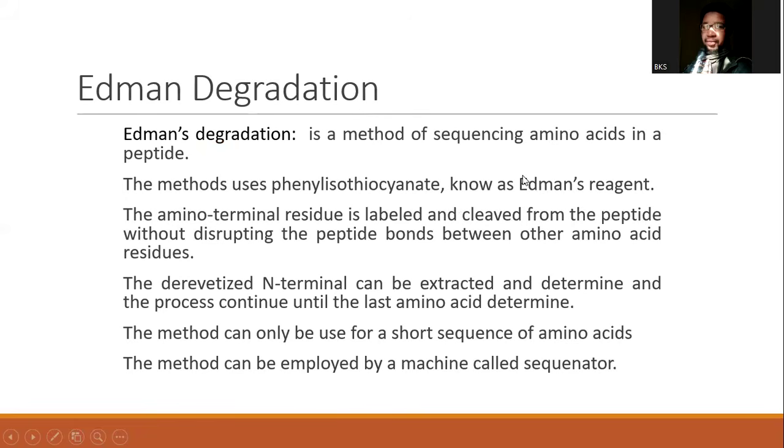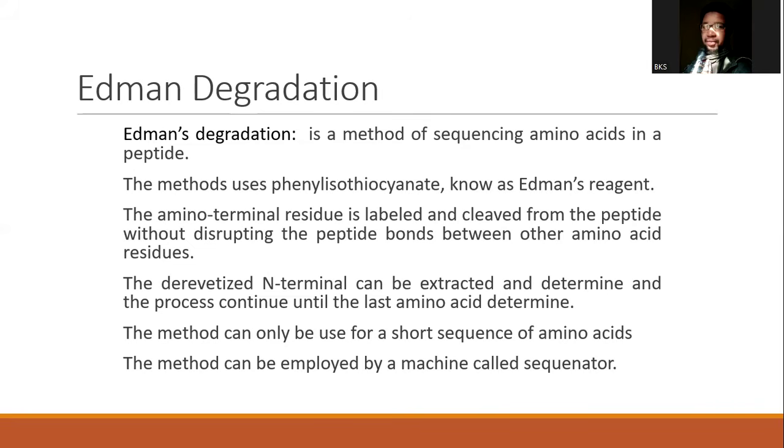Now, we move to the next method called Edman degradation. In Edman degradation, Edman uses a reagent called phenyl isothiocyanate, also called Edman reagent. This phenyl isothiocyanate reacts with the terminal amino acid residue. When this happens, the next peptide bond of this terminal amino acid can be selectively cleaved. This reaction occurs in an alkaline condition.